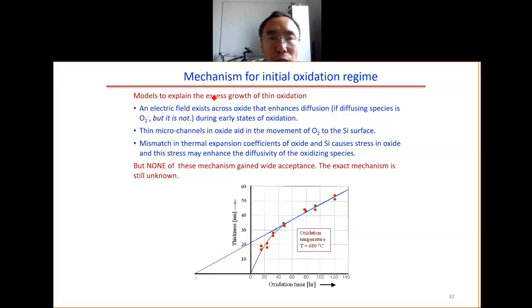But there are a few reasons for the explanation. Here again, this one is 680 degrees, it's linear, but we have a very fast growth. We have to assume we have 22 nanometer at the very beginning.